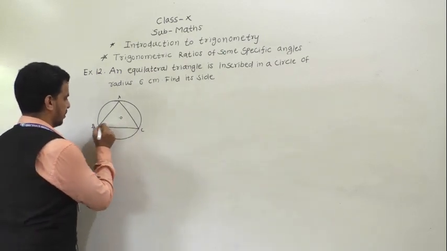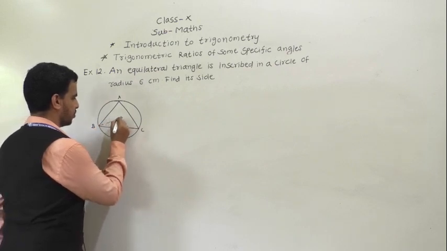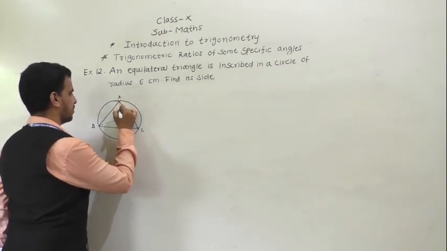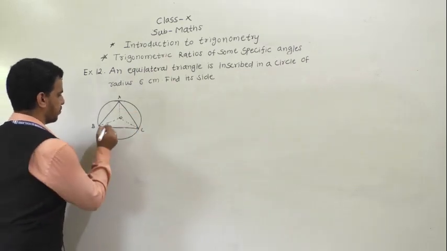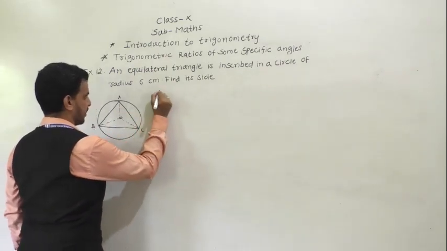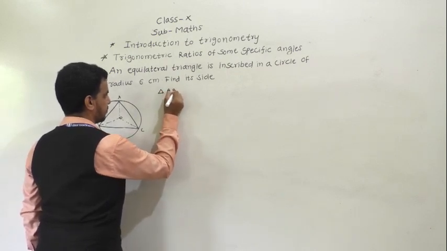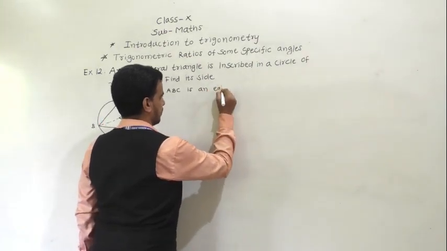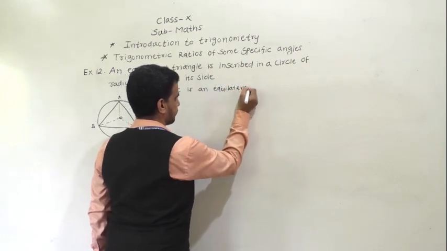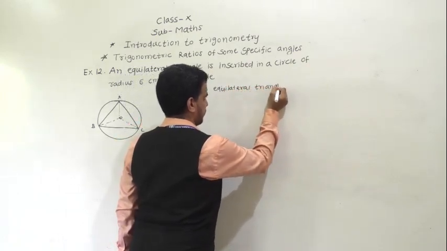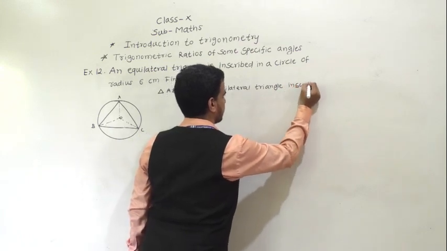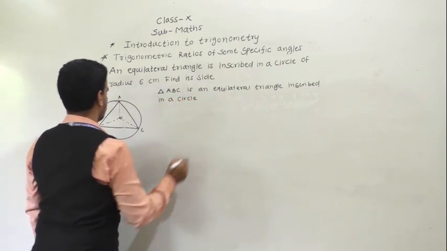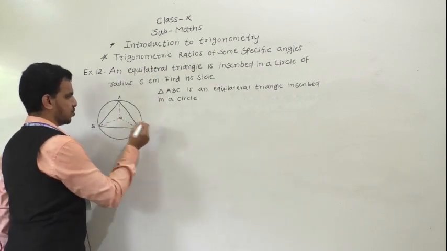Here, if we join OB, OC and OA, then these are radii of the circle. So OB and OC are equal. First we have to write: triangle ABC is an equilateral triangle inscribed in a circle. Then OB and OC are equal.